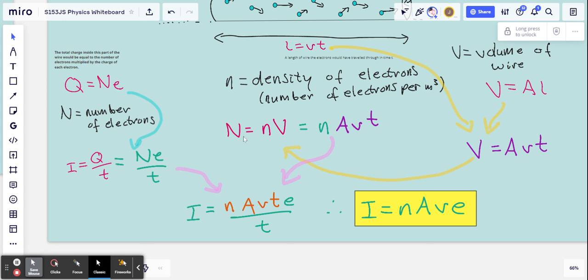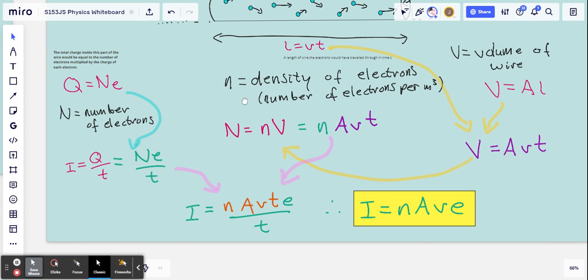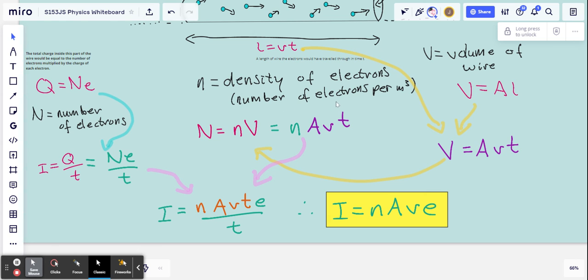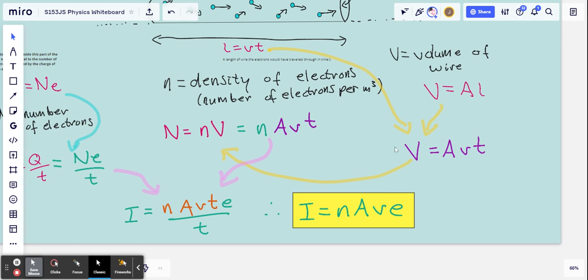We then look at how we can calculate the total number of electrons in terms of the density of electrons. If the density of electrons is the number of electrons per meter cubed, then we'd be able to calculate the total number of electrons by multiplying the density of the electrons by the volume. And we derived this equation for volume earlier on.